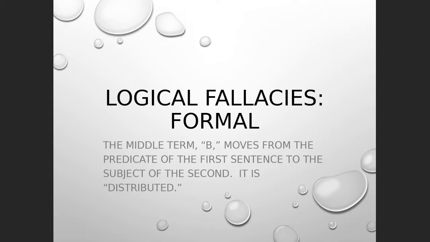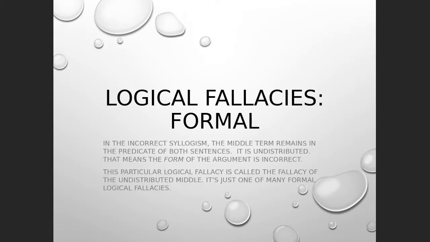So that middle term is after the verb in the first sentence and before the verb in the second. So it's distributed from predicate to subject, okay? In the incorrect syllogism, the middle term remains in the predicate of both sentences. It comes after the verb in both cases. It is undistributed. And that means the form of the argument is incorrect.